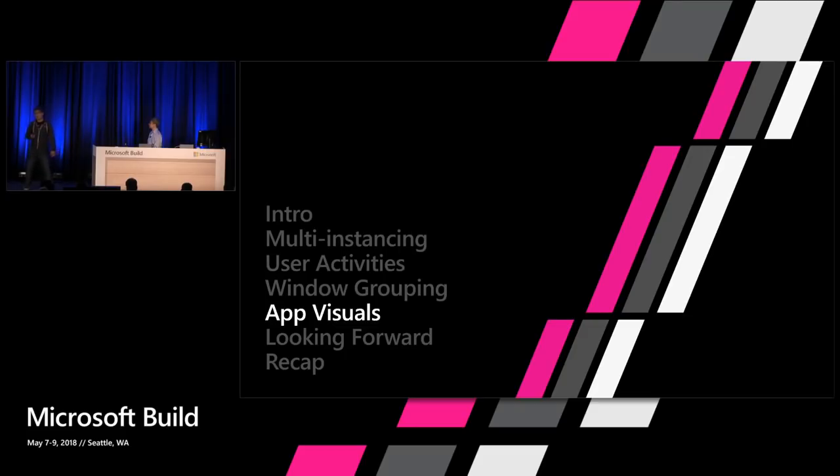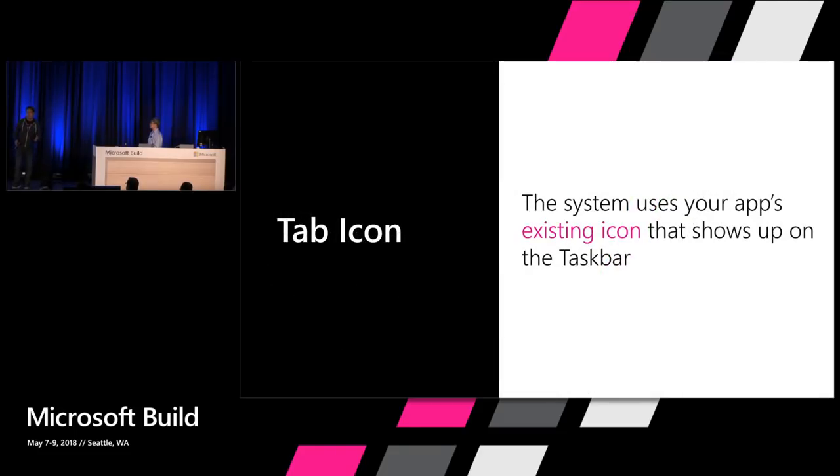Okay, so now I'm going to switch to app visuals, because I'm certain many of you are wondering, in a sets world, what does this mean in terms of visuals for my application? I'll start by talking about the tab visuals. The tab icon is probably the first thing I tend to get asked in terms of what sets means for my app in terms of visuals.